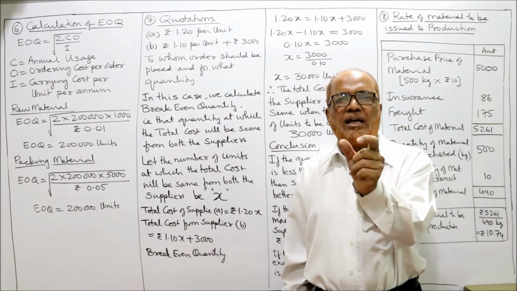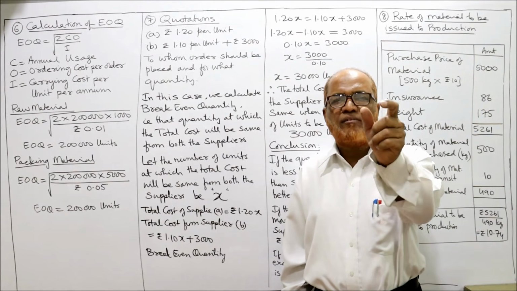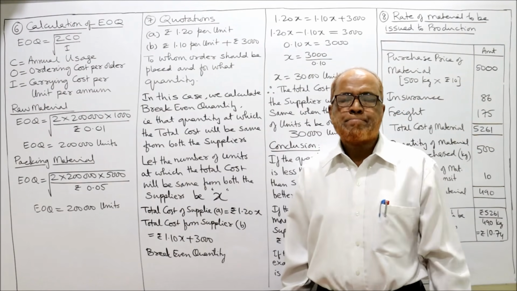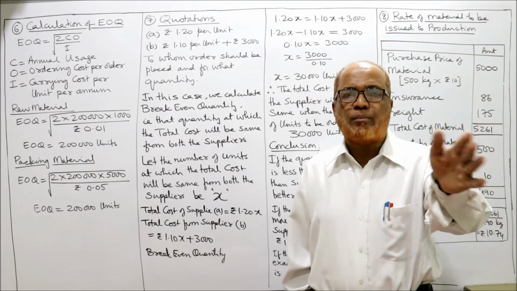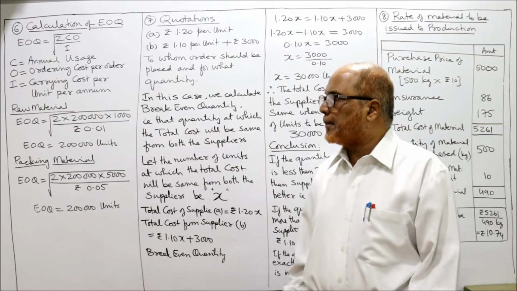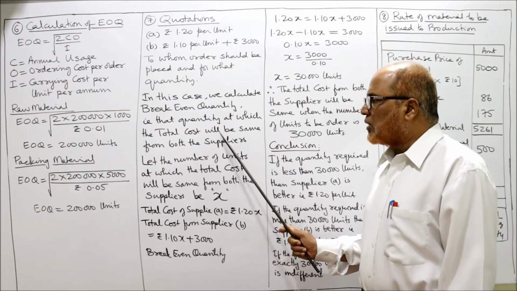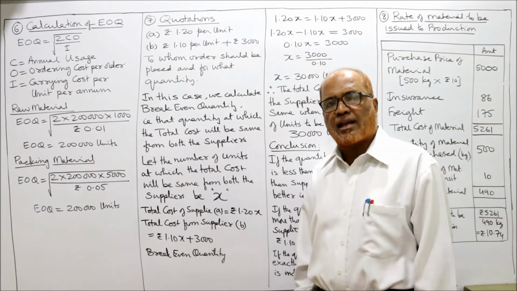That quantity at which the total cost will be the same whether we purchase the material from A supplier or from B supplier. At what quantity will the total cost be the same from both suppliers, A supplier and B supplier? That is called the break-even quantity. That is the quantity at which the total cost will be the same from both suppliers. That is the break-even quantity we calculate.